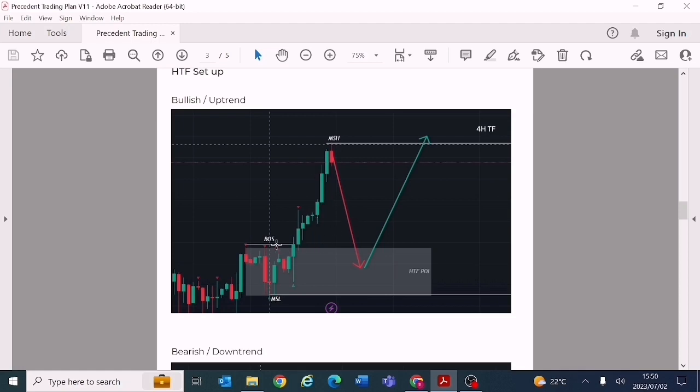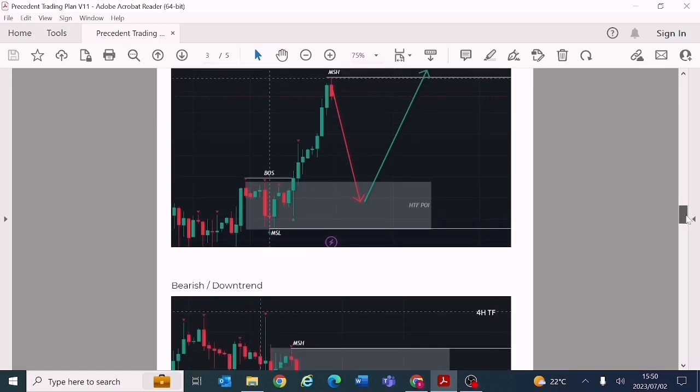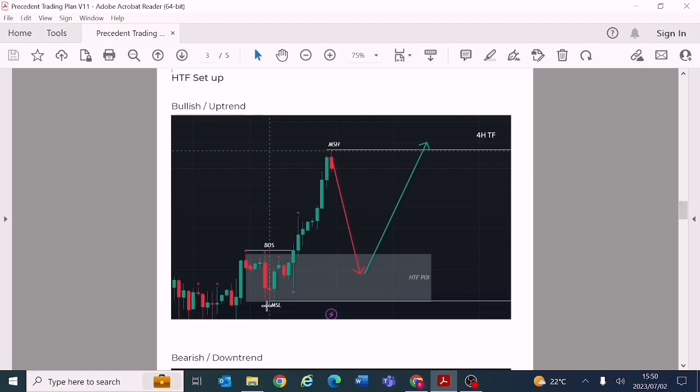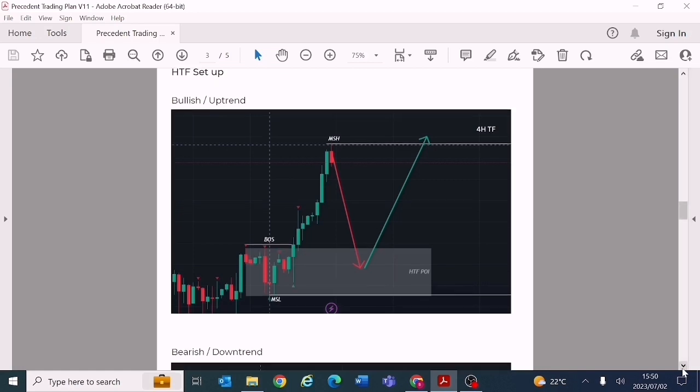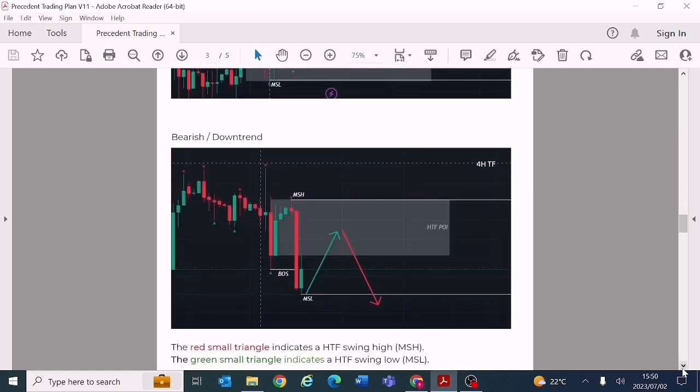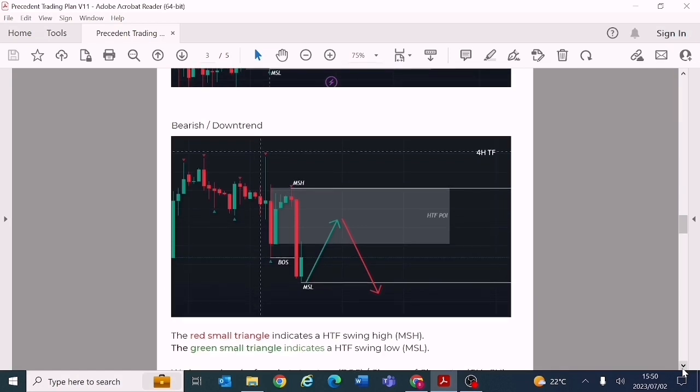So let's say, for argument's sake, price comes down. When it starts coming down, as long as price does not break and close below this market structure low, we are still in an uptrend. So price can come, test it, even make a wick, and come back. As long as it doesn't close below this one, we are still in a bullish market. The trend hasn't changed. If it breaks below and starts closing below this one, then we have a change of character. We have a break of structure. Our market is no longer bullish. We are now in a bearish market.